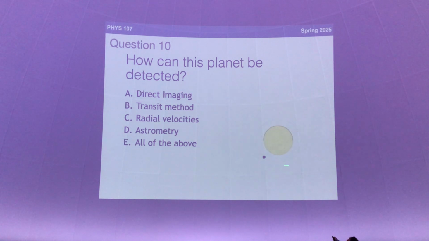So if I'm looking directly from the top and it's right close to the star, can I see it with direct imaging, transit method, radial velocities, or astrometry, or all of the above? Which one can I see it best with? I'm looking top down, and it's orbiting like this. Which one can I use here?